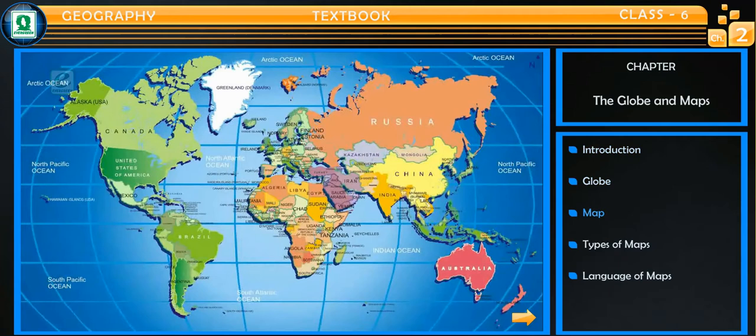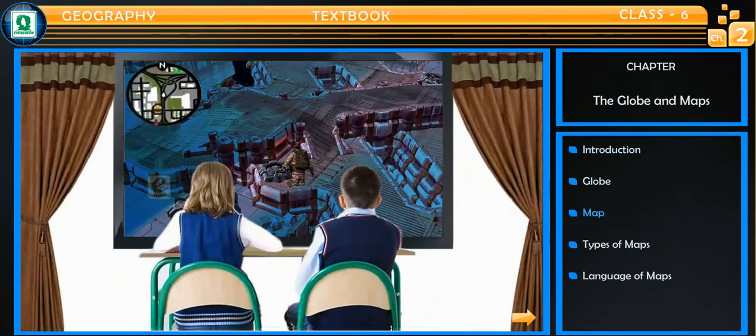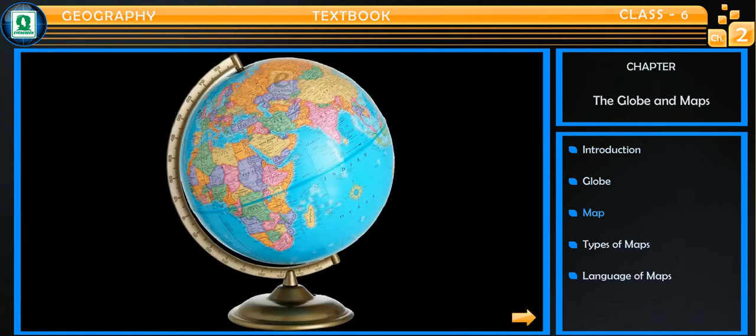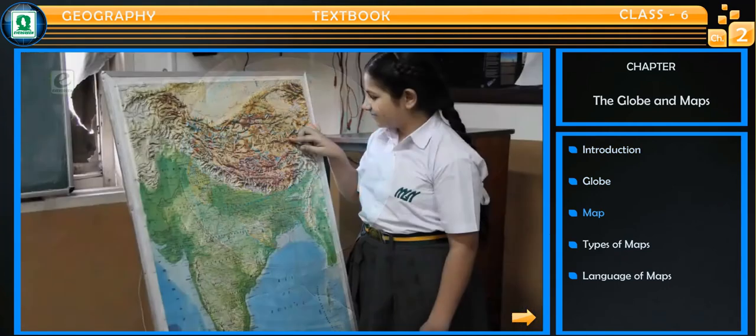Map. Have you ever seen a map? You might have seen one in some digital game you play. How does it look? Round, conical, or flat? Yes, flat. And what do you find on it? Usually there is a line drawing showing some path with direction arrows. Like globes, maps are also used to find places on Earth.